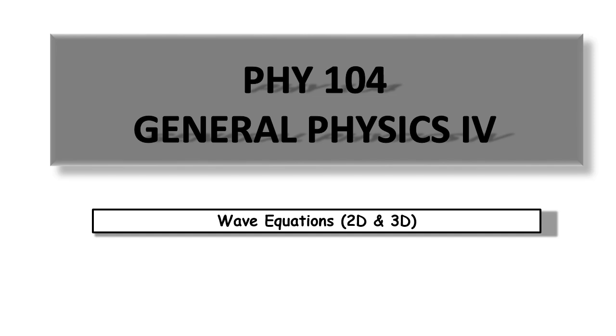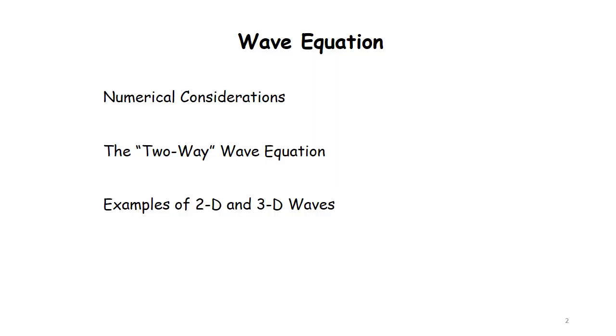So welcome to the second part of wave equations. Here we'll be looking at some numerical considerations, working with the progressive wave equation. Then I will introduce you to the two-wave equation, which is the equation for a standing or stationary wave. Then we look at examples of 2D and 3D waves.